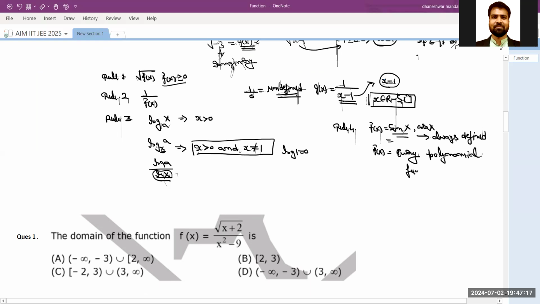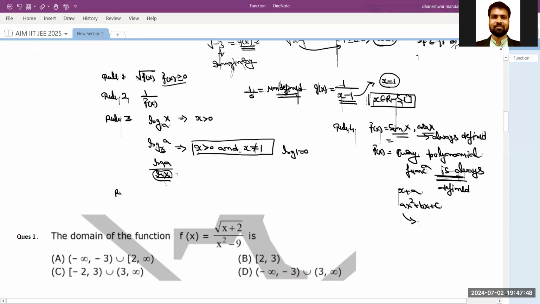is always defined. Okay. So if you have any function which is polynomial, let's suppose x plus 1 is a linear function, ax square plus bx plus c is a quadratic function, and so on. We have lots of polynomial functions. So linear functions and all polynomial functions are always defined. Sine function and cos function are also always defined.